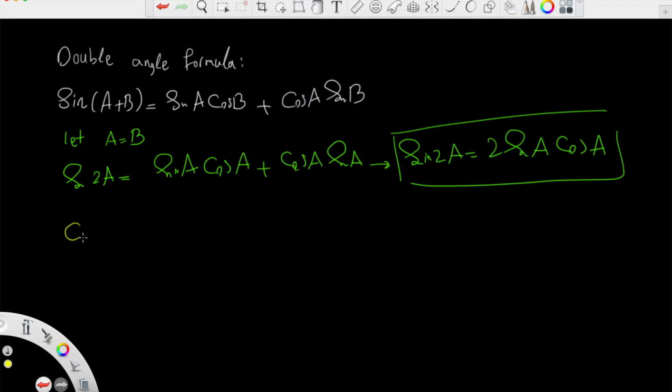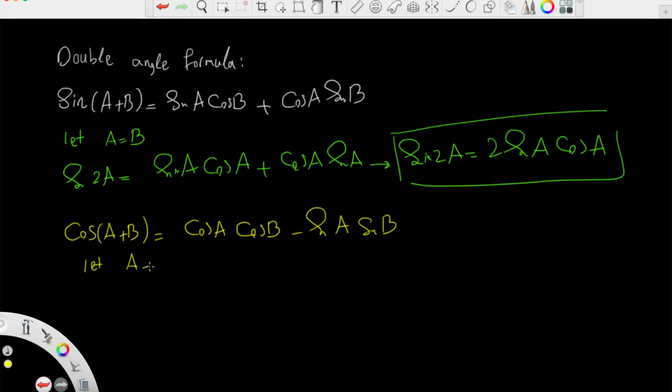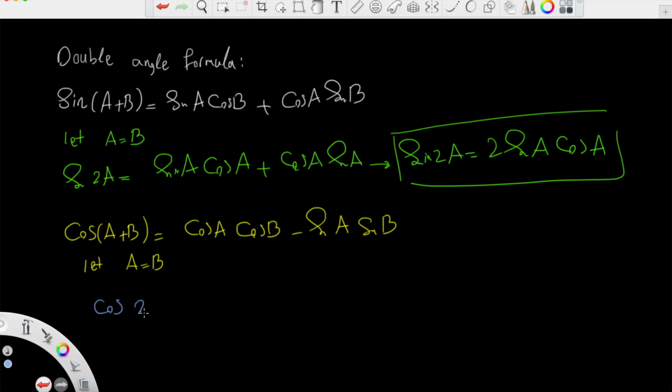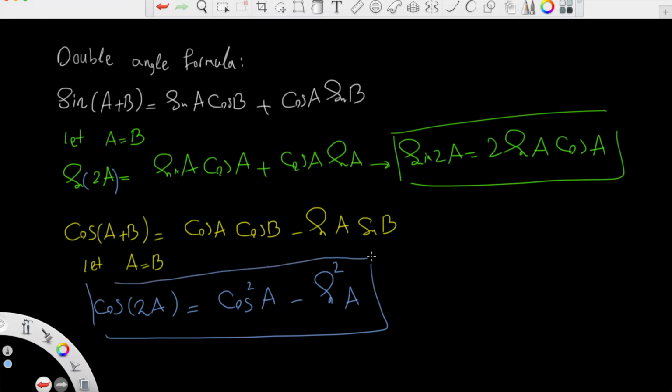Now, let's go for cosine of a plus b. Cosine of a plus b is cosine a cosine b minus sine a sine b. Now, again, suppose a and b are two equal angles, then we will have cosine of 2a, you can put brackets here, is equal to cosine a times cosine a, which is cosine squared of a, minus sine a times sine a, which is sine squared of a. It is another identity made. Sine of 2a is 2 sine a cosine a. Cosine of 2a is cosine squared of a minus sine squared of a.